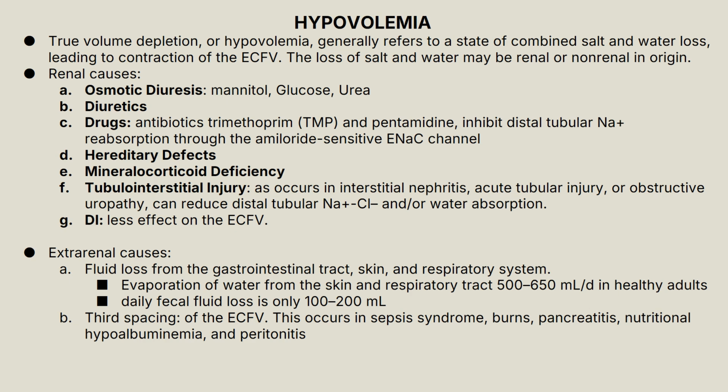And third, spacing is another important extrarenal cause of decreased extracellular fluid volume. This occurs in sepsis syndrome, burns, pancreatitis, nutritional hypoalbuminemia, and peritonitis. Now, in the text, I have put only the examples about these numbers. The extrarenal causes can include anything from GI bleed, diarrhea, vomiting, and etc.